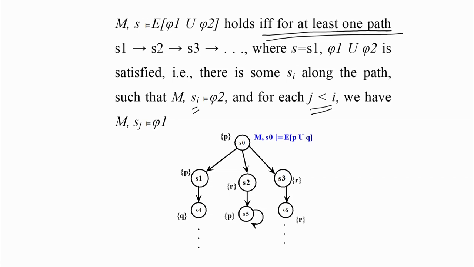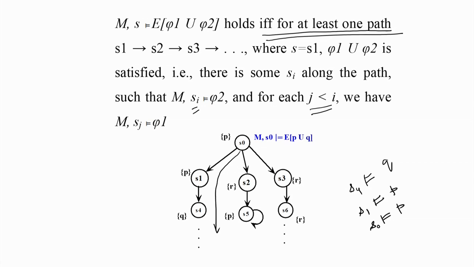Now, here is a simple example of whether E p until q is true in this particular state S 0. If I look into this part, I am getting one state S 4 which models q. In this part, the predecessors are S 1 which models p and S 0 which models p. For each j, we have M, S j models phi 1. So we have seen that it models p, and ultimately it models q. Then we are going to say that S 0 models E p until q.